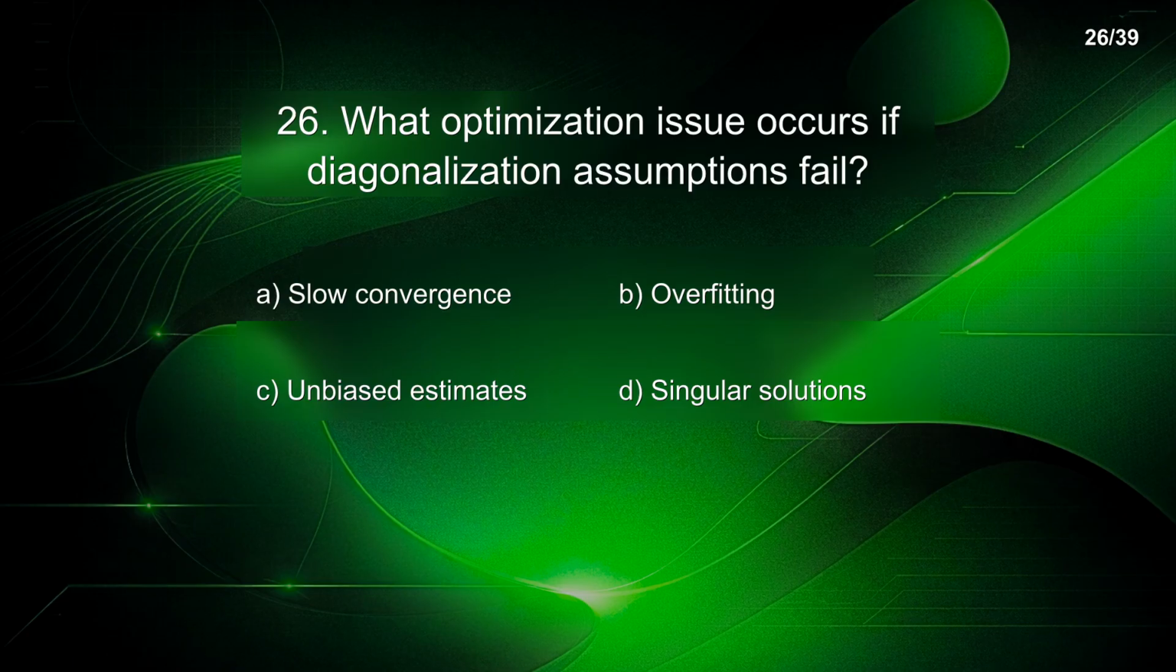26th question. What optimization issue occurs if diagonalization assumptions fail? A. Slow convergence. B. Overfitting. C. Unbiased estimates. D. Singular solutions. Correct answer is A. Slow convergence.